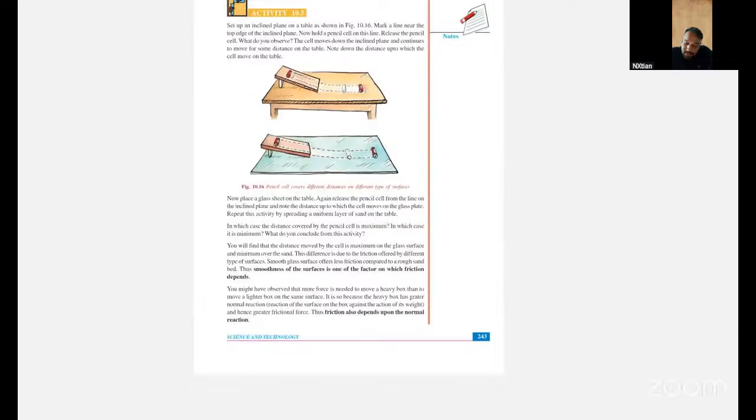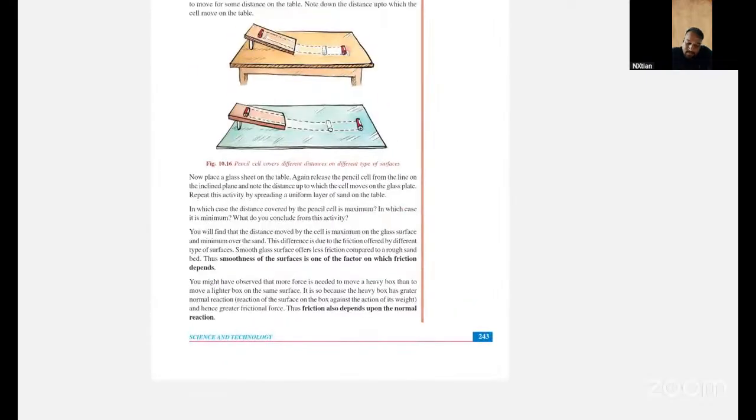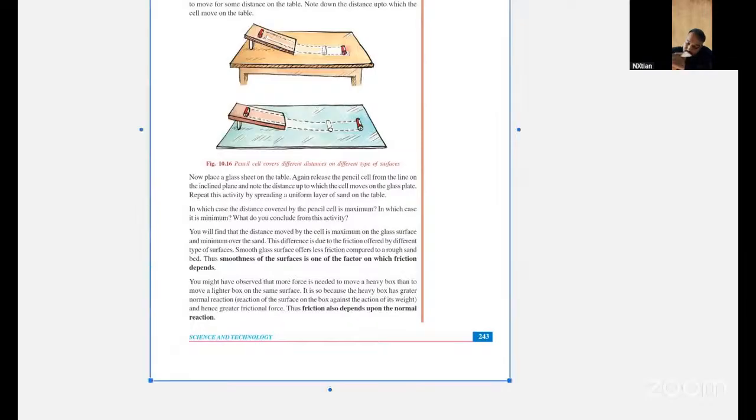So now we'll read this. You might have observed that more force is needed to move a heavy box than to move a lighter box on the same surface. It is so because the heavy box has a greater normal reaction of the surface on the box against the action of its weight, and hence greater frictional force. Thus, friction also depends upon the normal reaction. What is normal reaction?